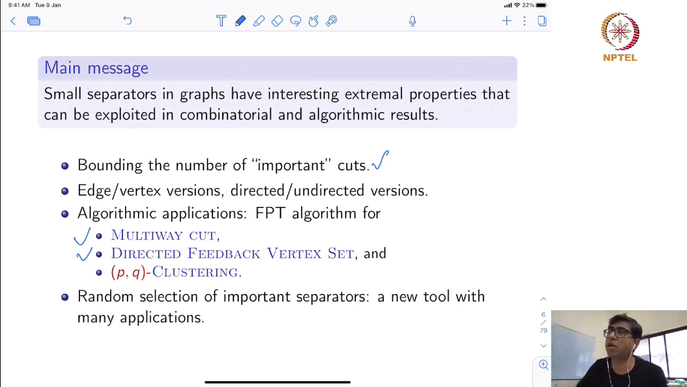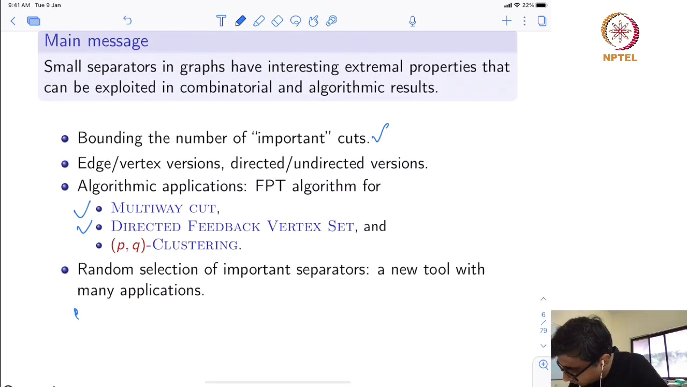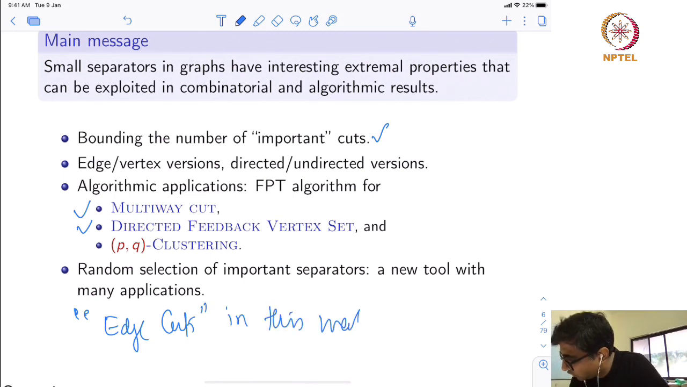And this notion of important cuts, I have only been talking about minimal separators in undirected graphs, but it could also be defined for directed graphs. It could also be defined for the vertex version, in the sense that I have S and T, and I would like to delete the minimum number of vertices to disconnect S from T. And then we can ask what is the number of minimal vertex separators? But as I said before, we will focus on edge cuts in this week's course.